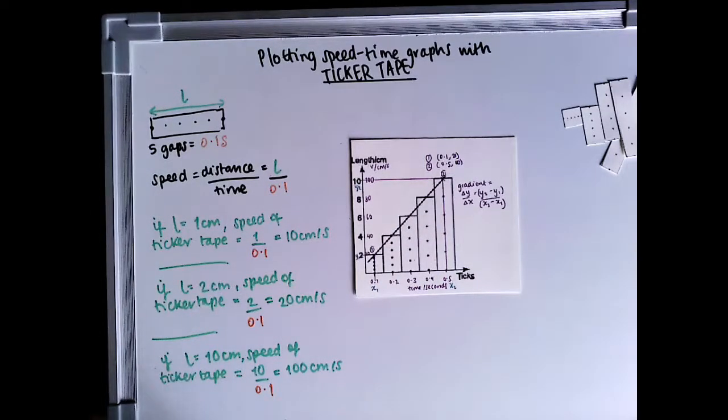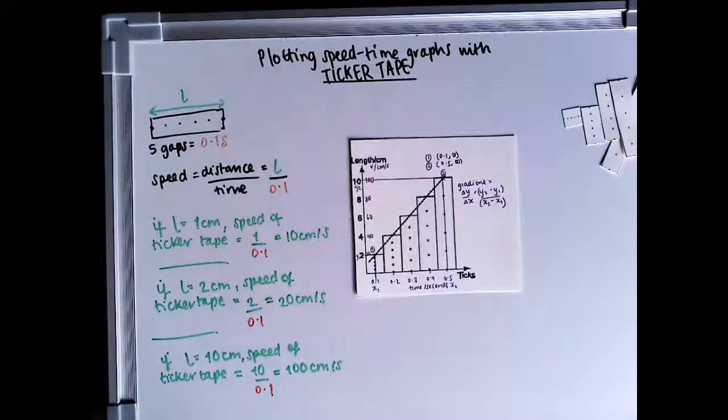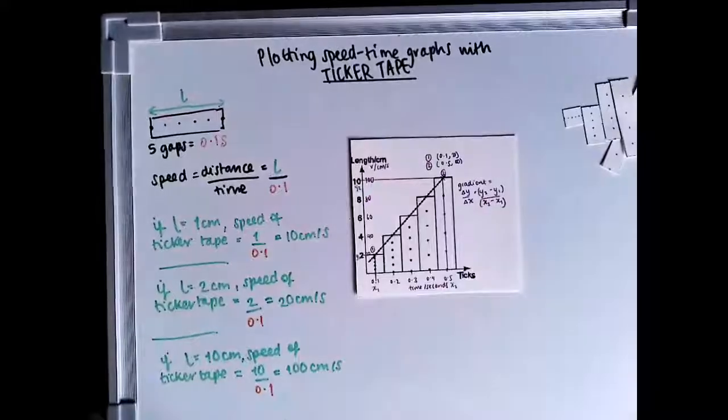Okay, I know that if I'm finding the gradient of a speed-time graph, I have acceleration. And hopefully you can also see that because as we go along, the gaps are getting bigger, we must have been speeding up, so we must have been accelerating, and the gradient is going to tell us the value of that acceleration.